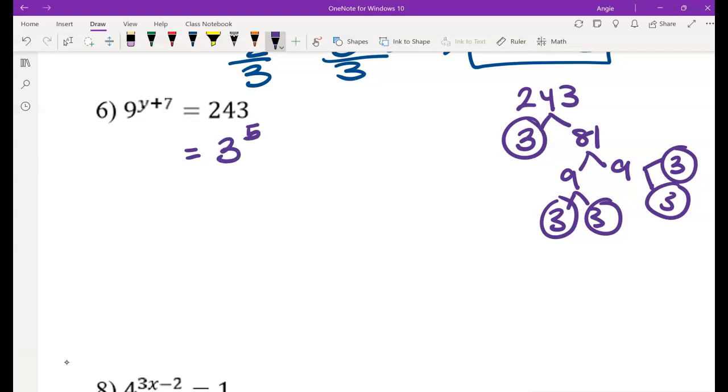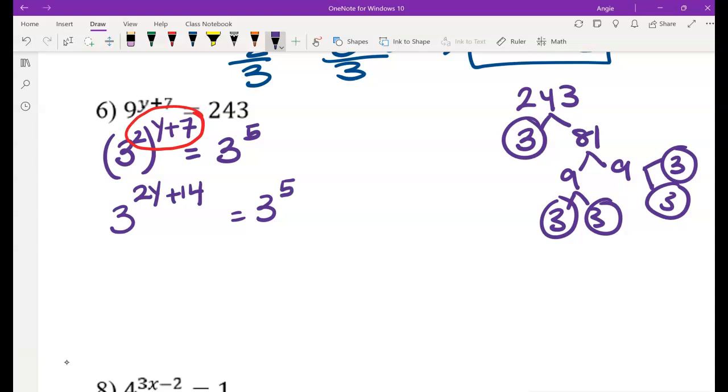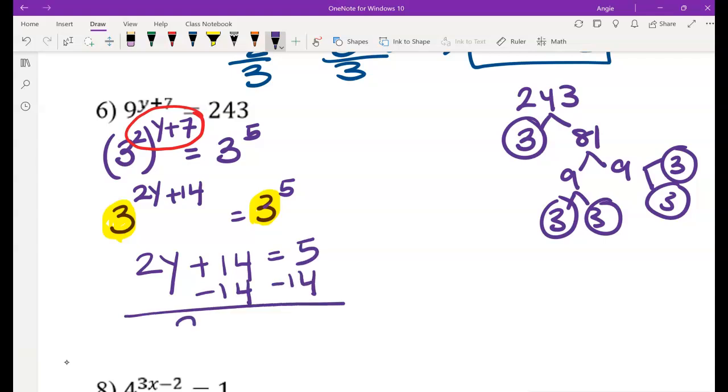Now 9 is a base, but I'm going to break down 9 to 3 squared and then drop my original power back. Power to the power, students, we are going to multiply the exponents out. So it's going to say 3 to the 2y plus 14 equals 3 to the 5th. Look at this beautiful question. The bases are exactly the same, guys. So we are just going to drop them and write 2y plus 14 equals 5. Subtract 14 from both sides. So it's going to be 2y equals negative 9. Divide both sides by 2. So y comes out to be negative 9 over 2.